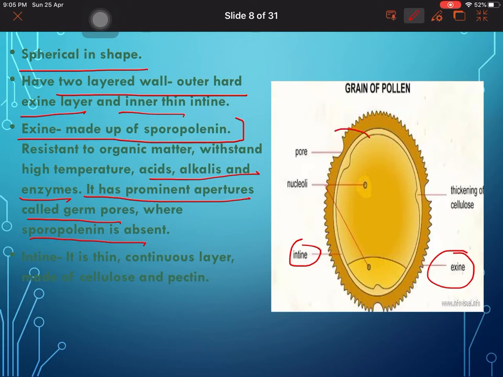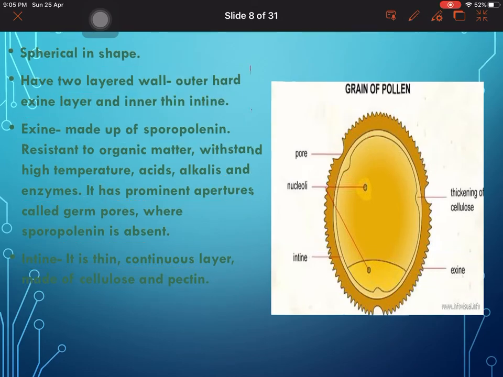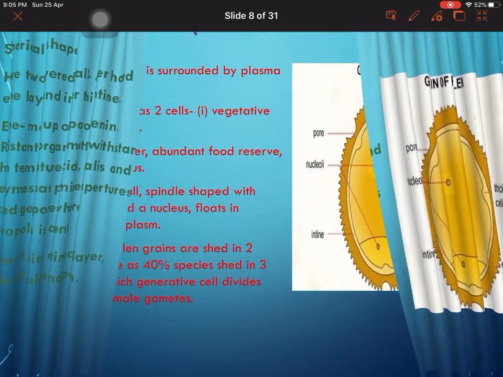So this is the portion through which the entry of the pollen grain gametes comes out and pollen tube formation takes place, and it's a prominent region called the germ pore, where the sporopollenin is absent. Intine is a thin continuous layer made up of cellulose and pectin. So these are the two substances from which it is made. Next thing you have to remember.